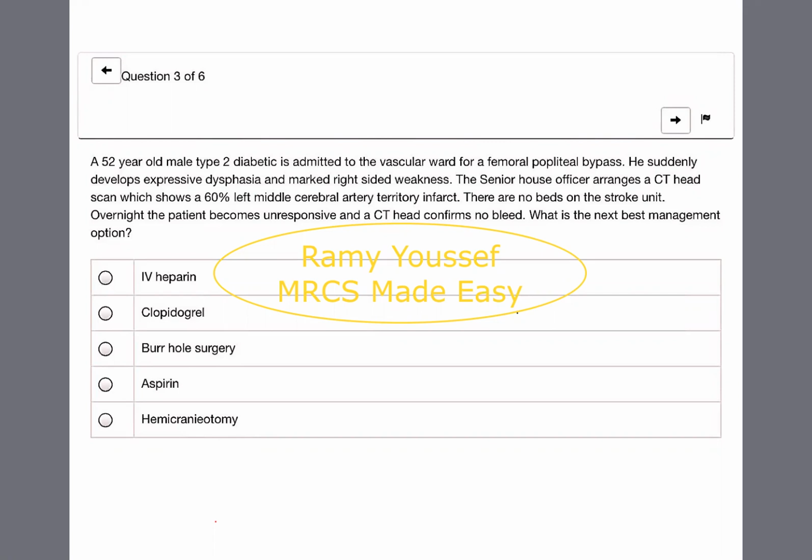IV heparin, clopidogrel, burr hole surgery, aspirin, hemicraniotomy. He develops dysphasia and the CT scan shows left side infarction. Okay, there is no bed. The patient is unresponsive and CT scan confirms no bleed. So we have to give anticoagulants. I think I'm going with the anticoagulants, IV heparin. I'm not sure, actually. But I'm going with IV heparin.